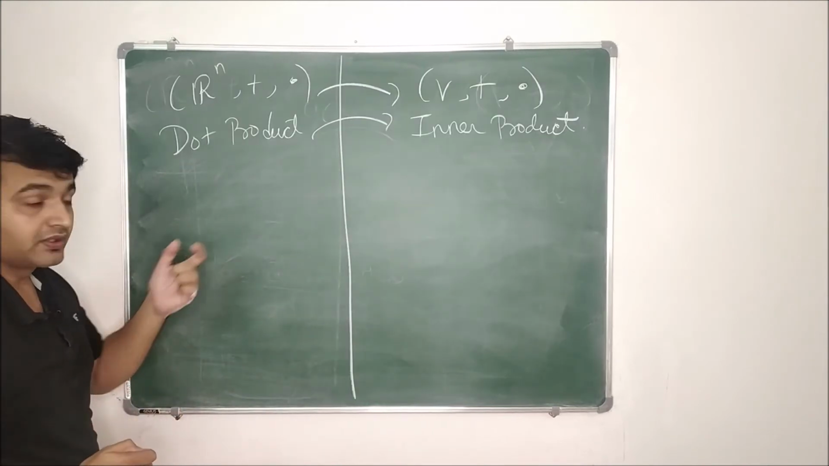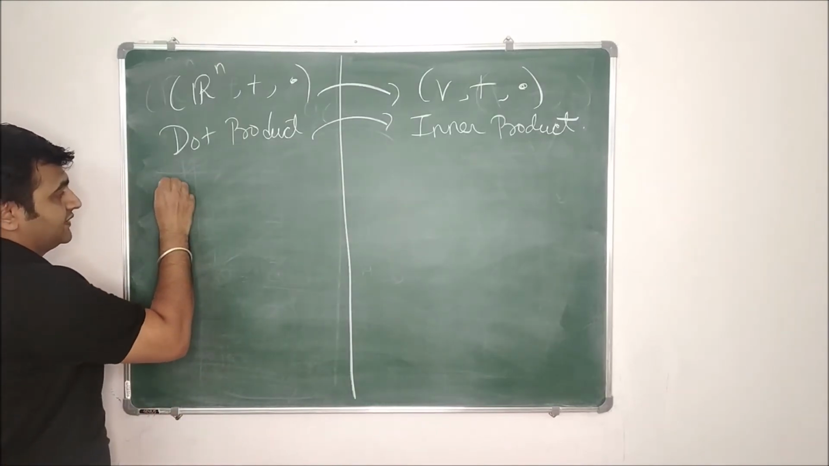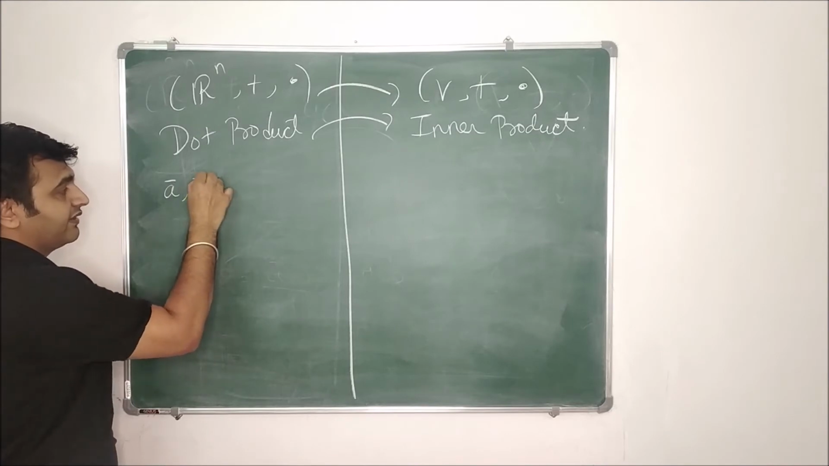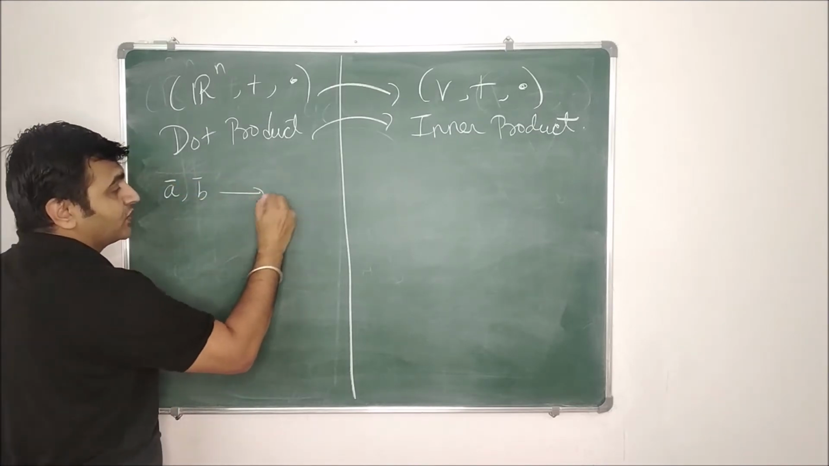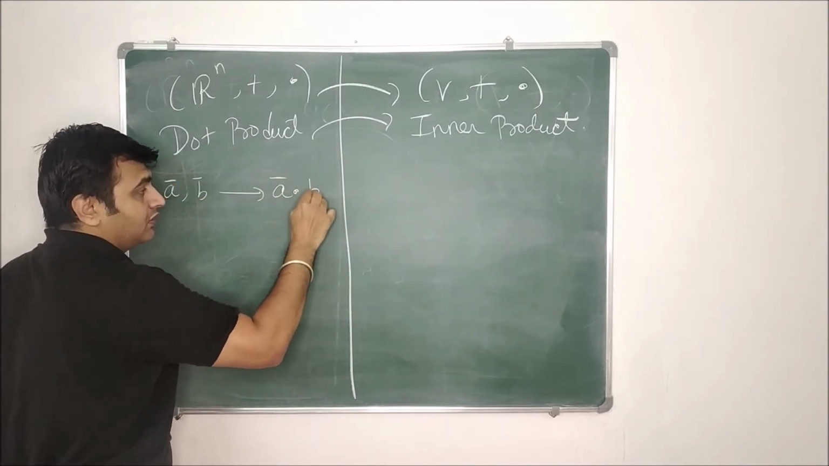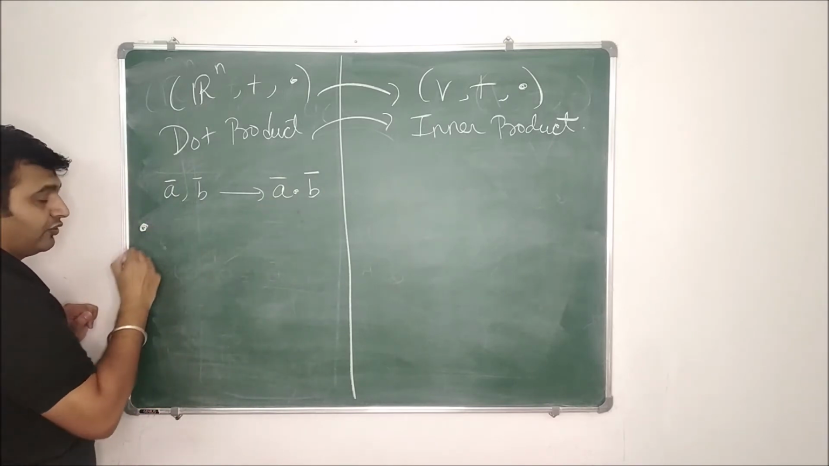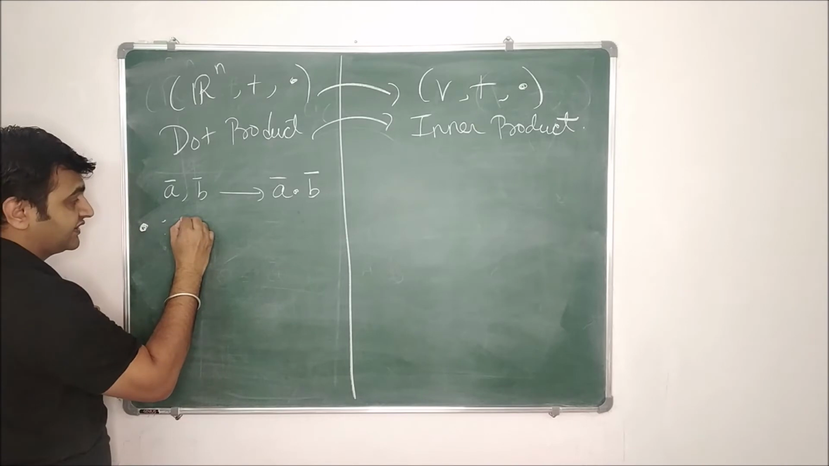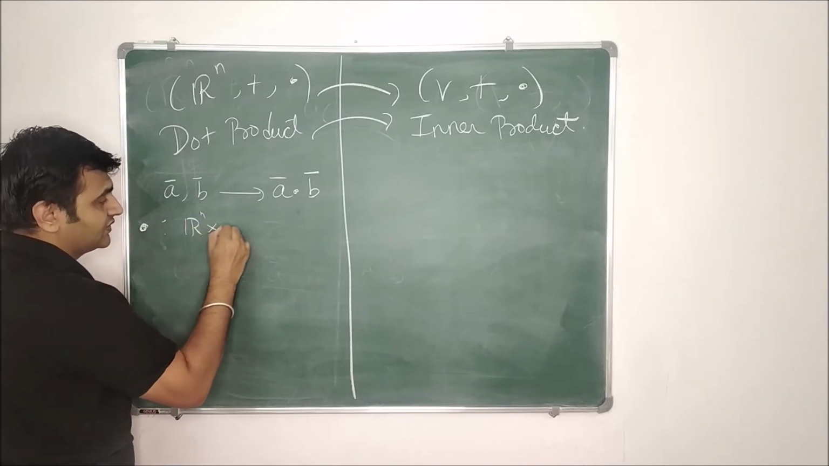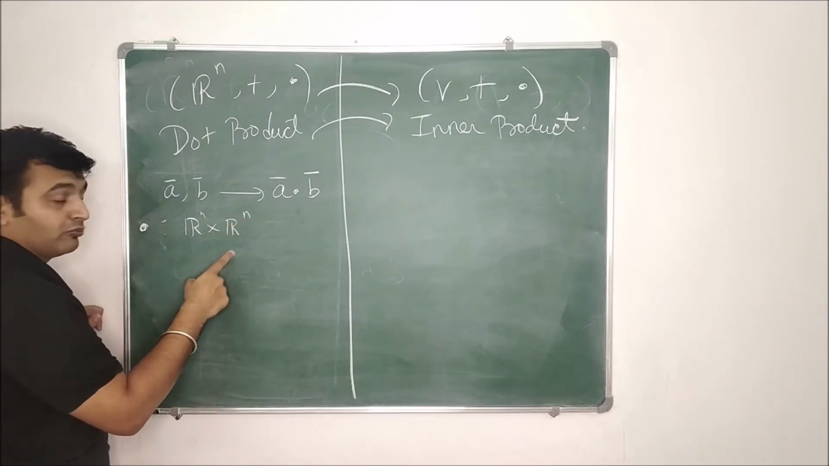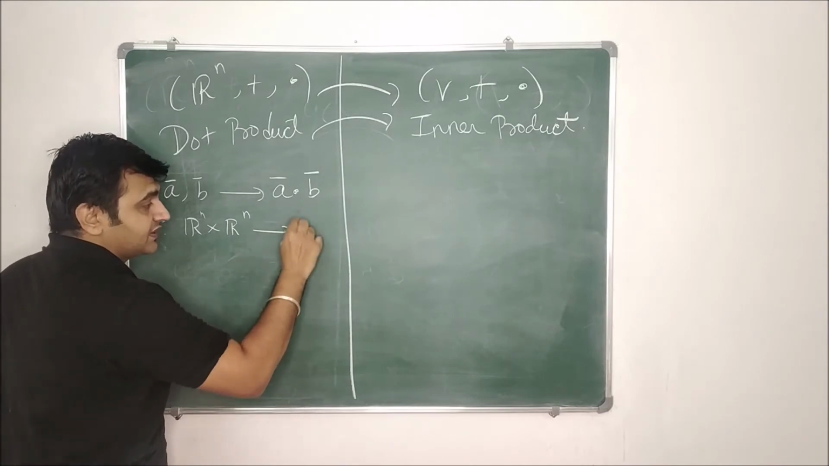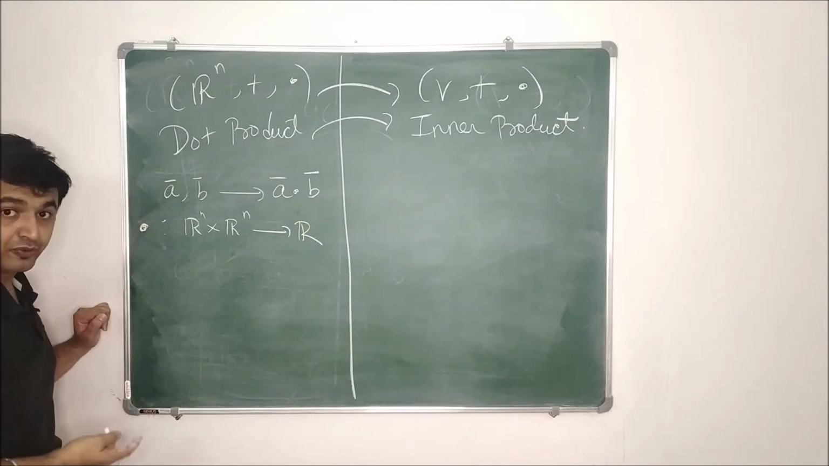Now what is the dot product? It takes two vectors, say A bar and B bar, and you do the dot product. The output is a real number. So if I denote it by this, it's a function which takes two vectors, from Rn cross Rn, A bar comma B bar, and the output is a real number. That's what your dot product is.